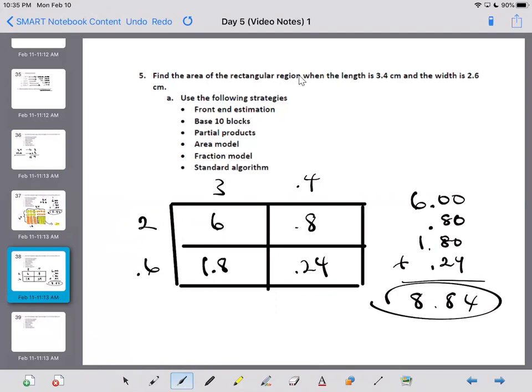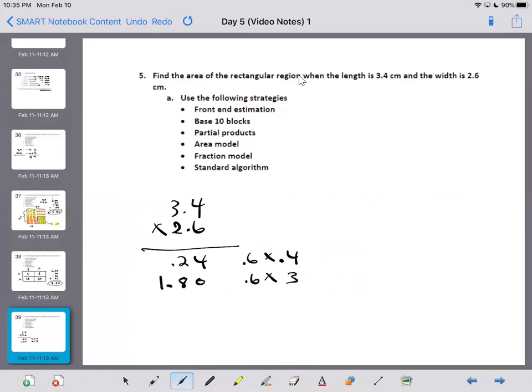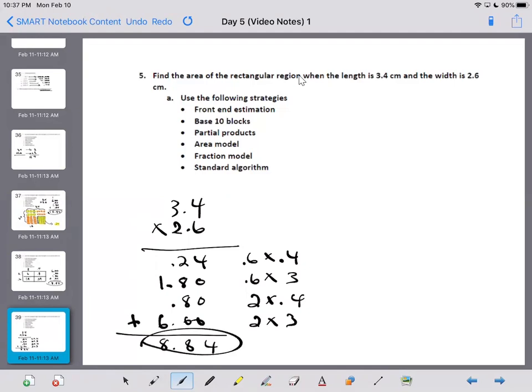We look at the partial products, so 3 4/10 multiplied by 2 6/10. So this is the 6/10 multiplied by the 4/10, so that's going to be 24 hundredths. And then the 6/10 multiplied by 3, so again, there's your 3 groups of 6/10, which would be 1 8/10. And then we've got the 2 multiplied by 4/10, which is your 2 groups of 4/10, which is 8/10. And then the 2 by 3, which gives you the 6. Add those up, you're going to get 8 84/100.